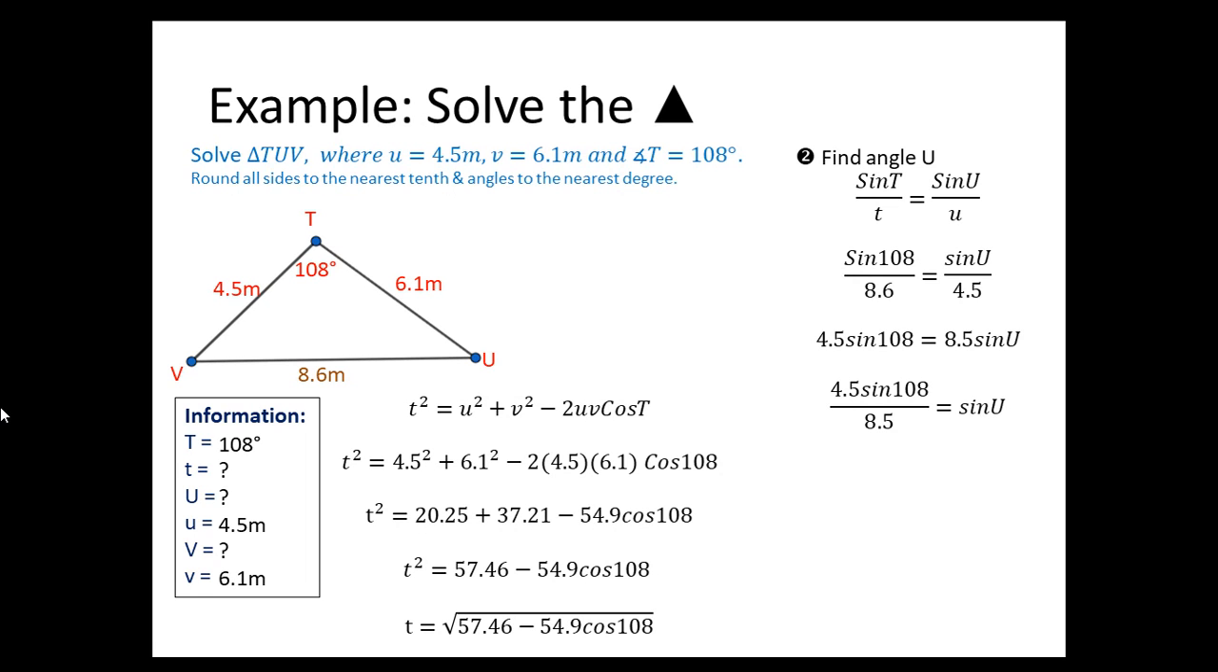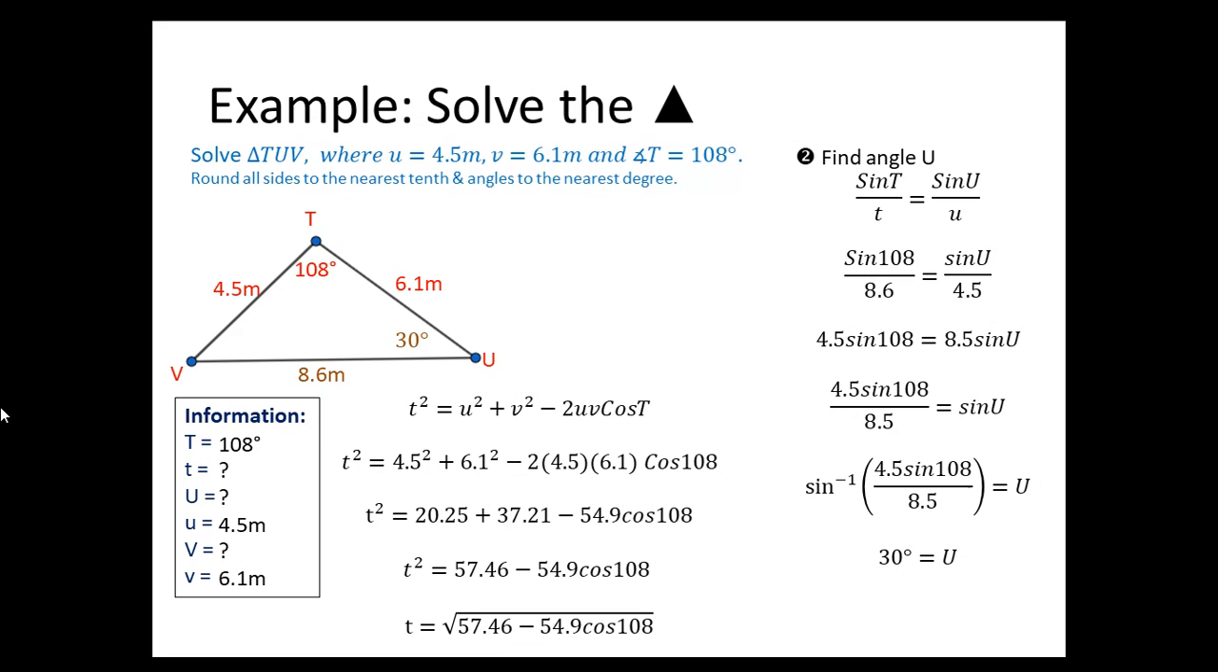I noticed that in the PowerPoint I just wrote 8.5. Please ignore that and assume it was an 8.6. So let's undo the sine by taking the inverse of all of that, and we get angle u. U is equal to 30 degrees. I'm going to put that into the diagram as well.